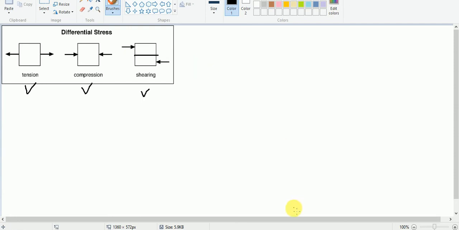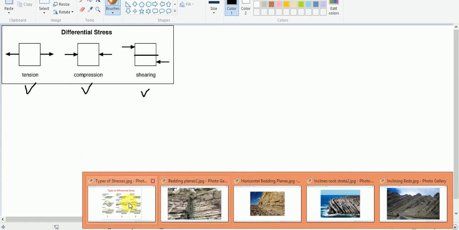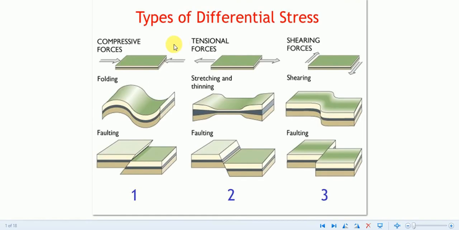So let me show you one more diagram. See here, these are the different types of stress. Because of the compressive force or compressive stress, we have this folding process. Folding results, and if compression is too much, then there may be overthrust fault. Then because of tensional force or stress, there may be stretching of the rock material and thinning of the rock material, resulting in the faulting process.